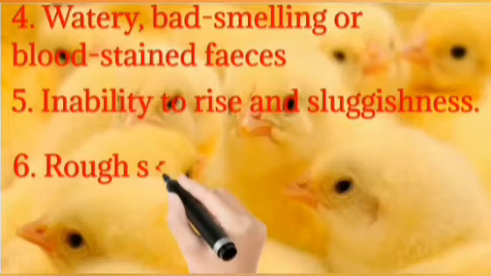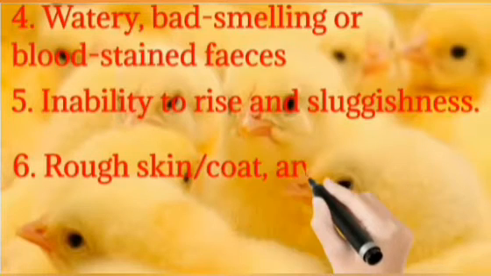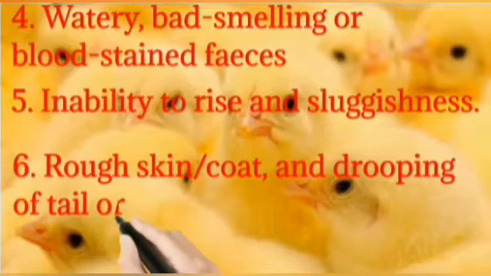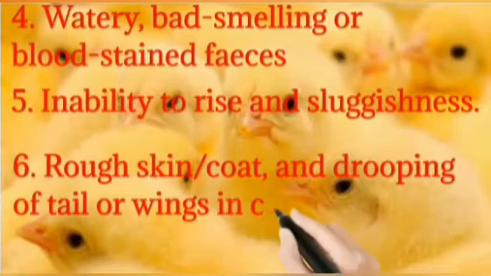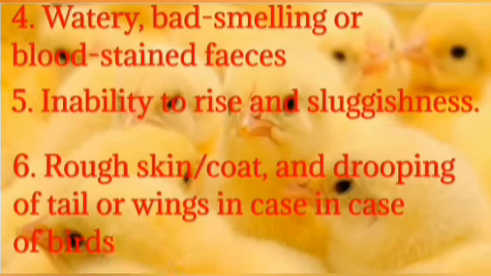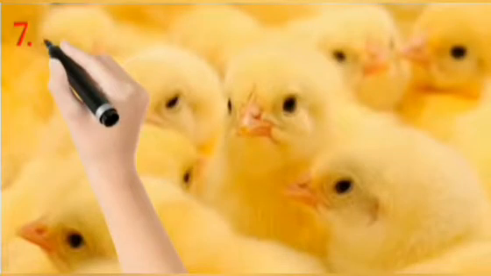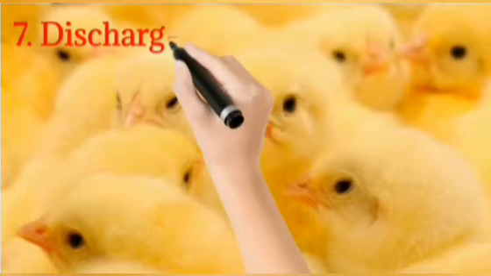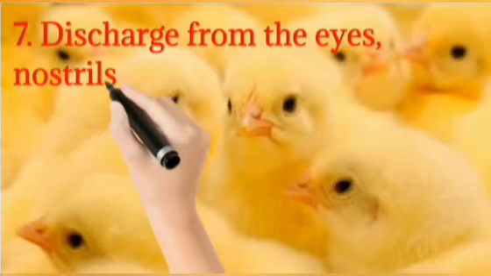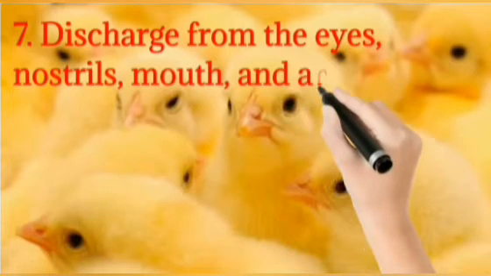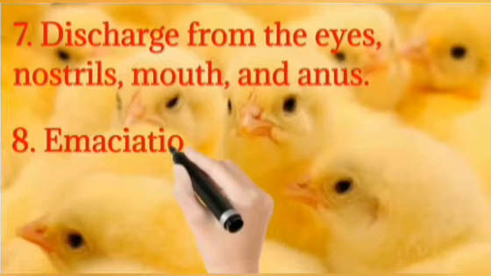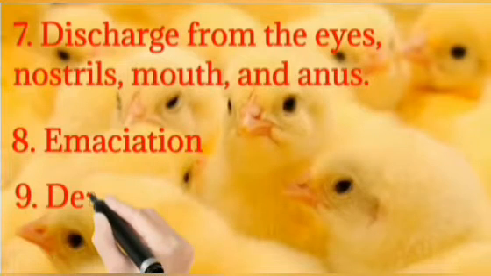The inability to rise and sluggishness. The animal finds it difficult to stand on its feet. There is also rough skin in the case of animals, or drooping tail or wings in the case of birds. Now, all these are signs that show that an animal isn't healthy. There is discharge from the eyes, nostrils, mouth, or anus. This is also not normal. The farmer should look into it.